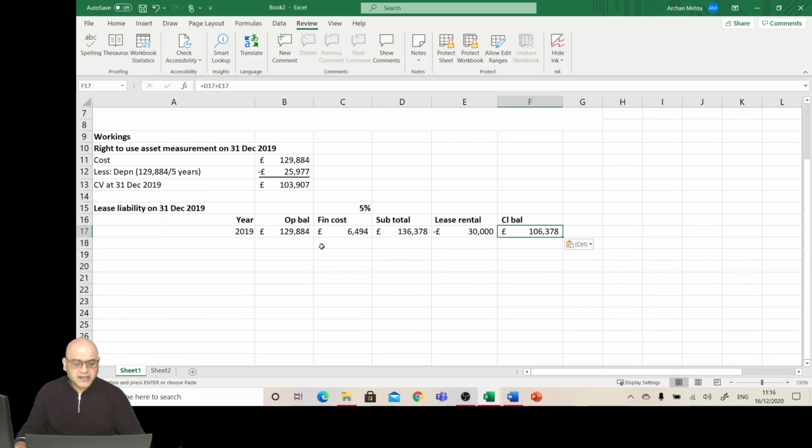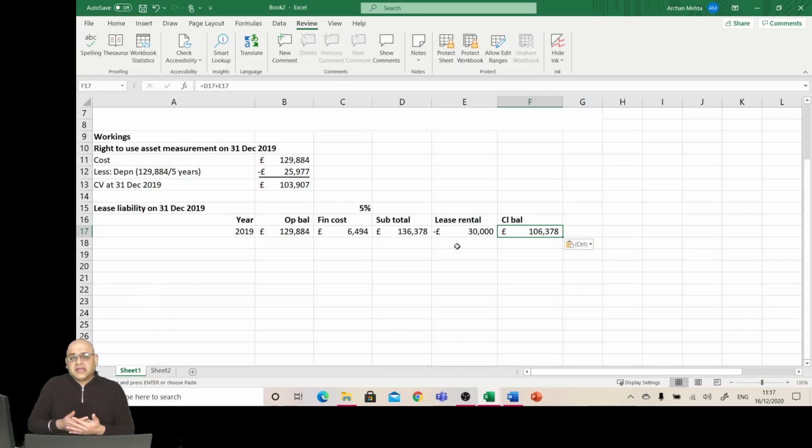So let's understand what is happening. At the start of the year 2019, the opening balance was 129,884. That remained outstanding up until the end of the year, so we need to charge 5% interest on the outstanding balance, because we have incurred the interest. Altogether, at the year end, our liability was 136,378. Then we settled 30,000 from it, and our closing balance therefore became 106,378. This is our total lease liability at the end of 2019. If I'm preparing a financial statement, this is the amount I need to show.